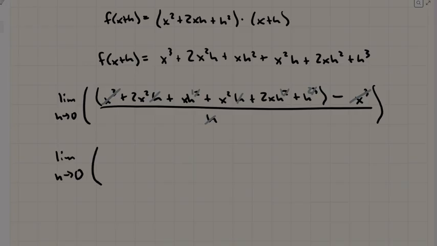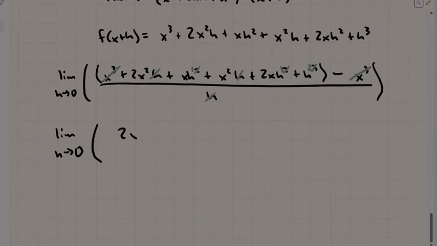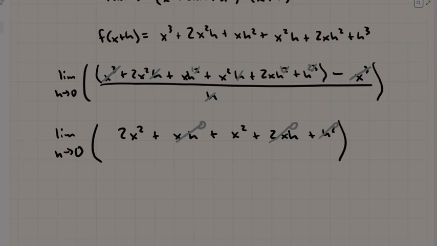Limit as h approaches 0 of 2x squared plus xh plus x squared plus 2xh plus h squared. Oh wait, no denominator. Okay, now what happens as h approaches 0? Well, anything that is multiplied by an h is going to go to 0. And so then we can just evaluate that, right?